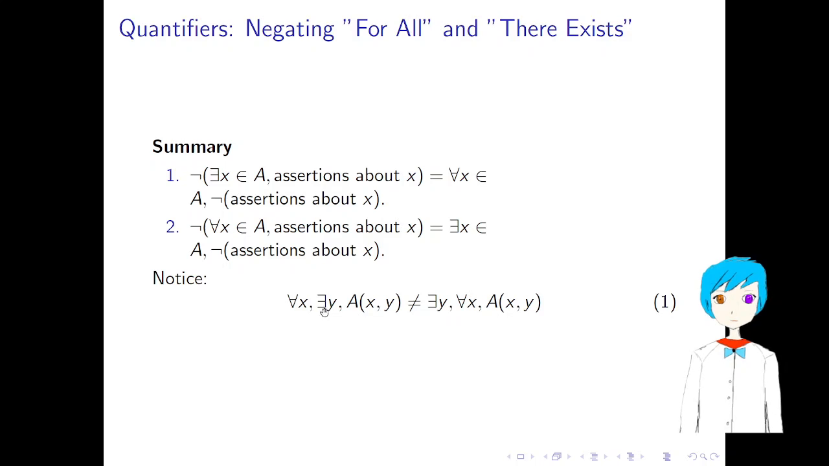Here, a special notice is that for all x, there exists y such that A(x, y) is true is not equivalent to there exists y such that for all x, A(x, y) is true. The right-hand side is a stronger statement than the left-hand side because the right-hand side can imply the left-hand side.